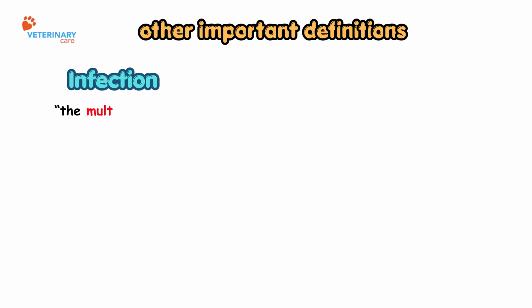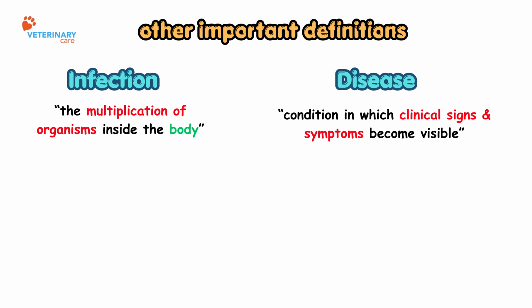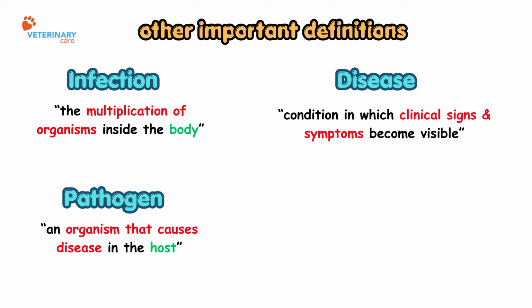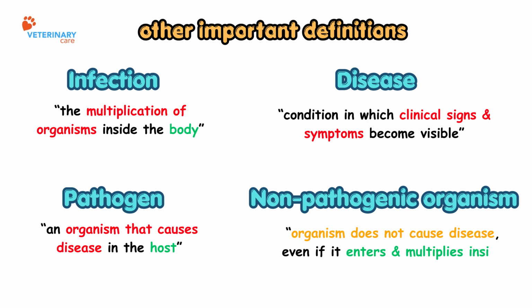Infection means the multiplication of organisms inside the body. Disease is the condition in which clinical signs and symptoms become visible. A pathogen is an organism that causes disease in the host. A non-pathogenic organism does not cause disease, even if it enters and multiplies inside the body.